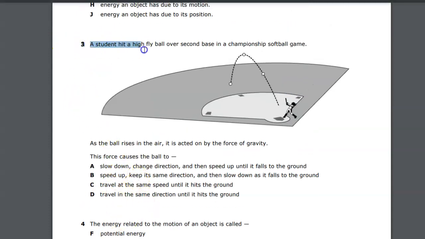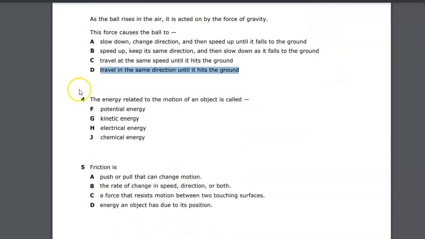Number 3. A student hit a high fly ball over second base in a championship softball game. As the ball rises in the air, it is acted on by the force of gravity. This force causes the ball to do what? Is it A, slow down, change direction, and then speed up until it falls to the ground? B, speeds up, keeps its same direction, and then slows down as it falls to the ground? C, travel at the same speed until it hits the ground, or D, travel in the same direction until it hits the ground? Remember, you can pause at any time if I'm going too fast.